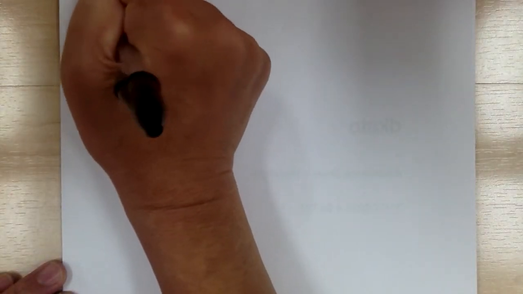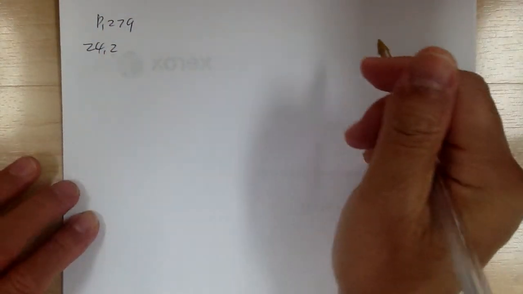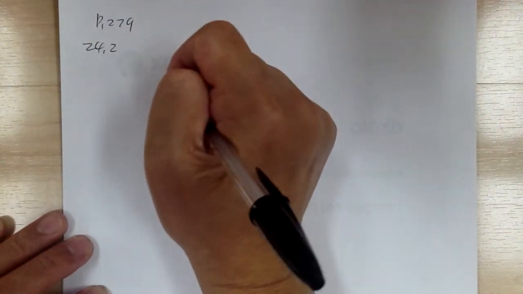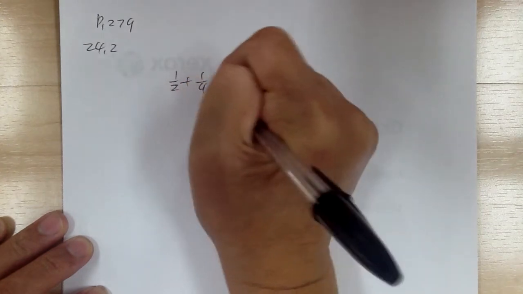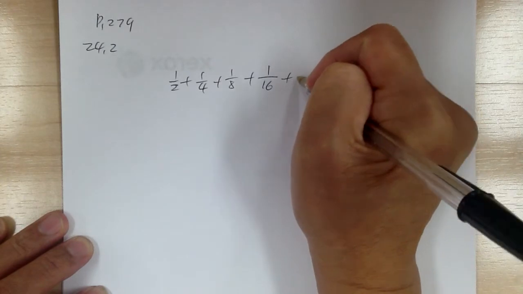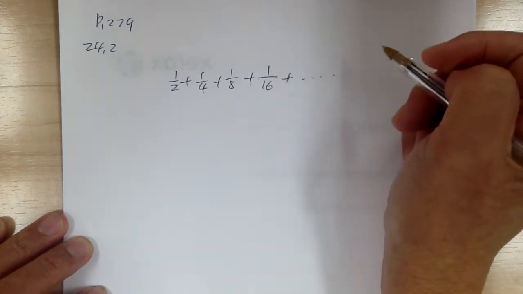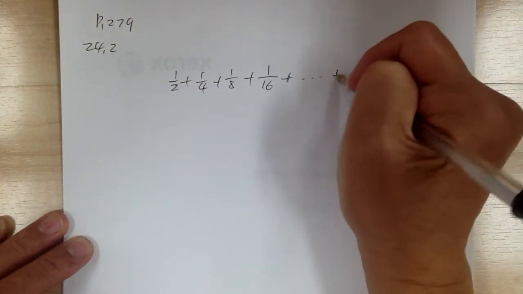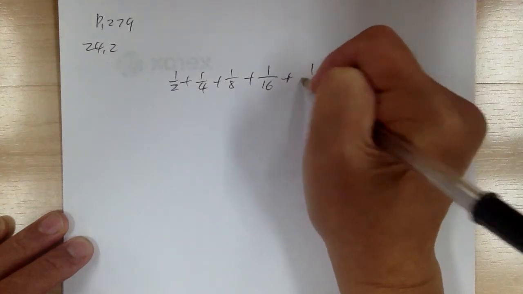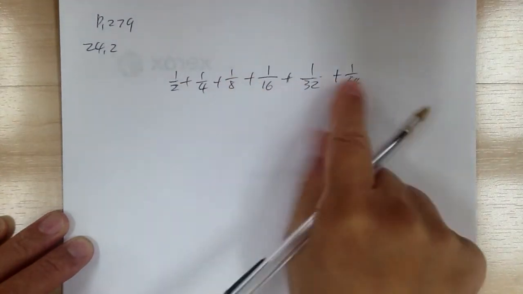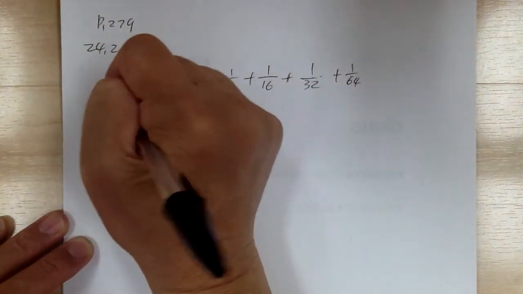Okay, let's go to page 279, and this is 24.2. This one is a geometric series, and geometric is when you have to multiply to get to the next number. For example, if you have 1/2 plus 1/4 plus 1/8 plus 1/16 plus dot dot dot, all the way to 1/32, 1/64. Now to find these, so 2, 4, 6, this is S6, equal to that.